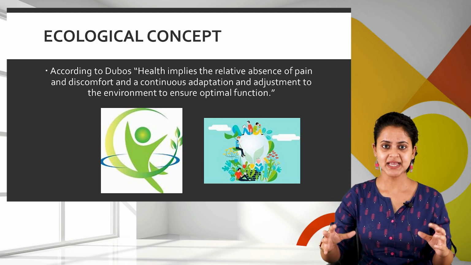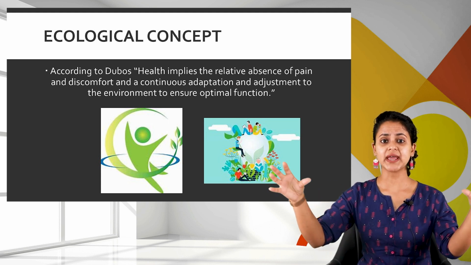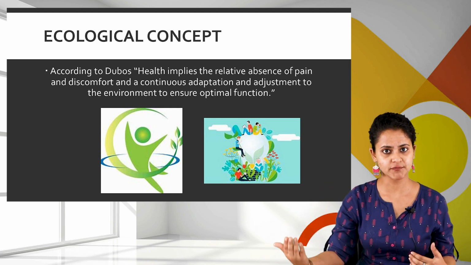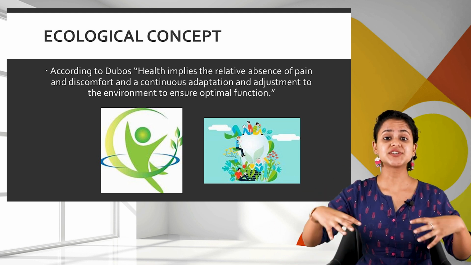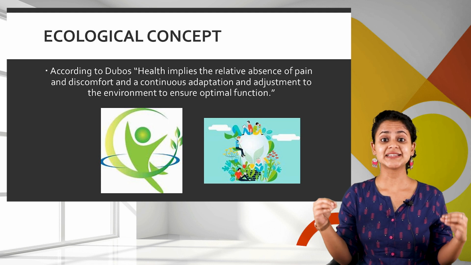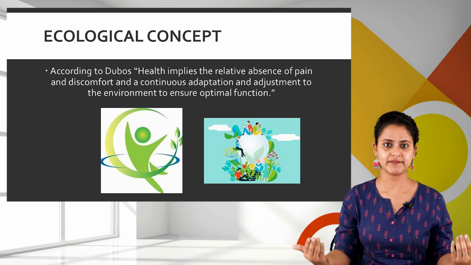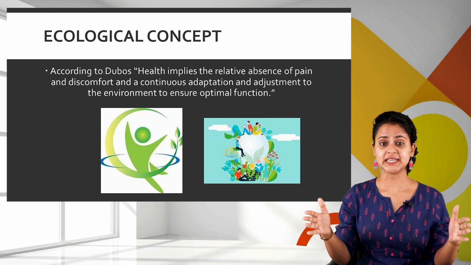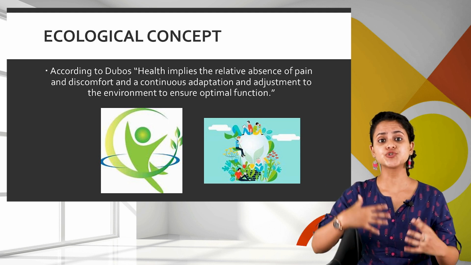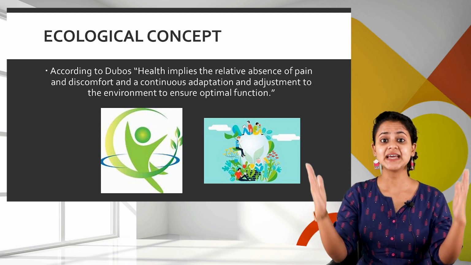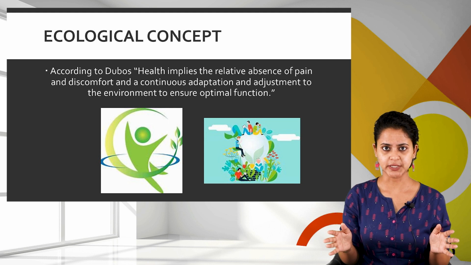Here basically it is suggesting that if a person is out of any pain or discomfort, they will definitely be adopting the changes into the environment, as well as tending to adjust with the changes within the environment. That's how they will be able to achieve their optimal functional level. So if a person is able to continuously change and adjust according to the need of the environment, then they are considered as healthy. So I hope you got the difference between the biomedical concept and ecological concept.